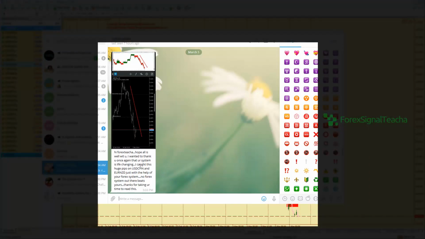I hope you are well. I want to thank you once again for the trading system. It's life changing. I caught this huge pips on this pair just with the help of your forex trading system. No system out there can beat that. I believe you, and I think this is the best system that you ever come across.